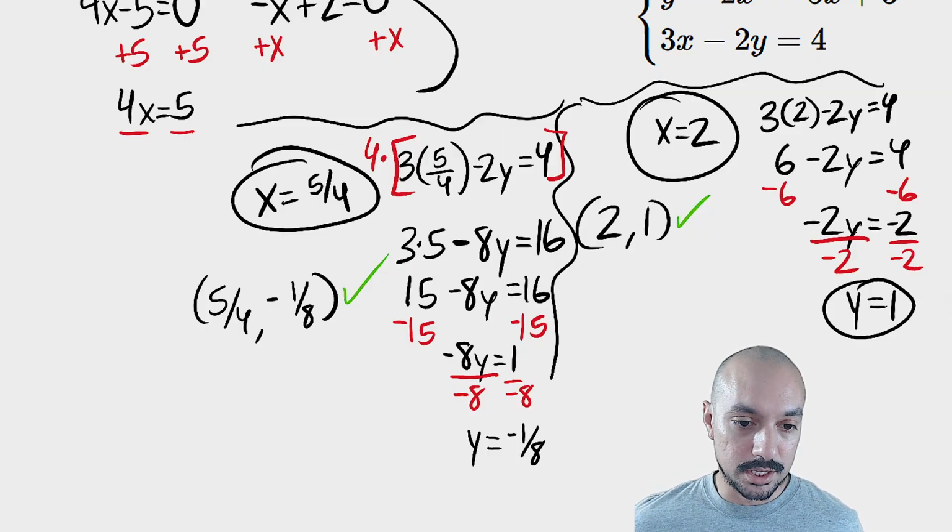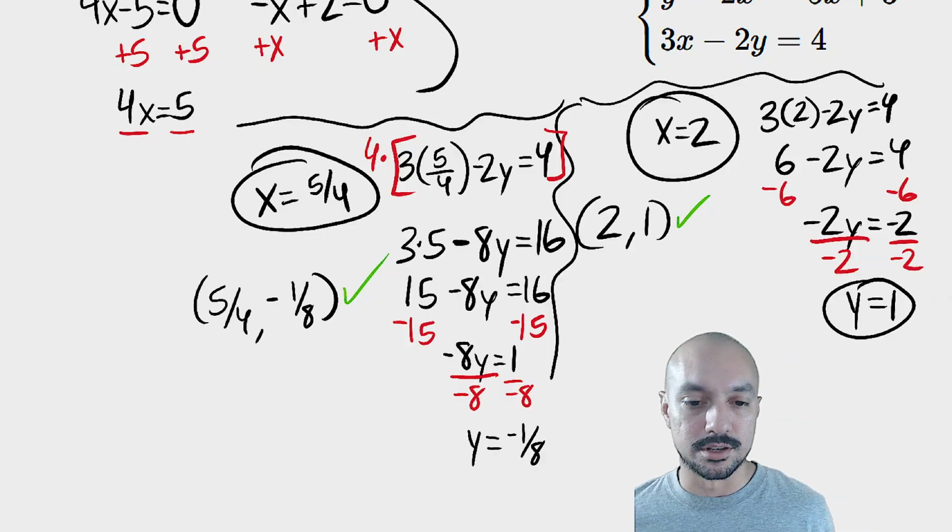They can hit twice, they can hit once, or they can not hit at all. So there's kind of three different cases you could run into when you're solving these out.